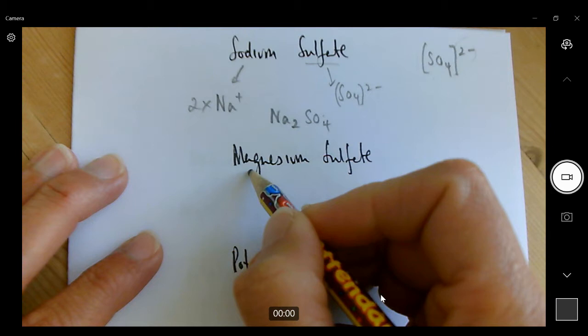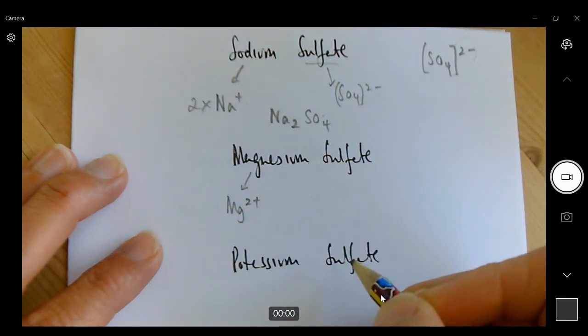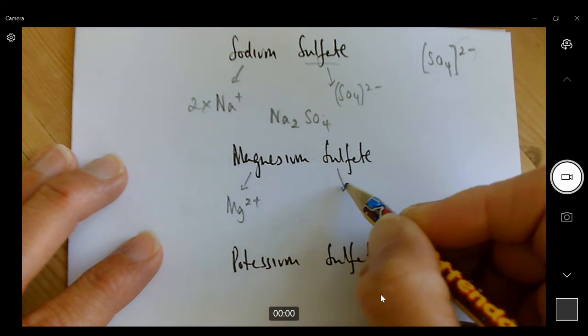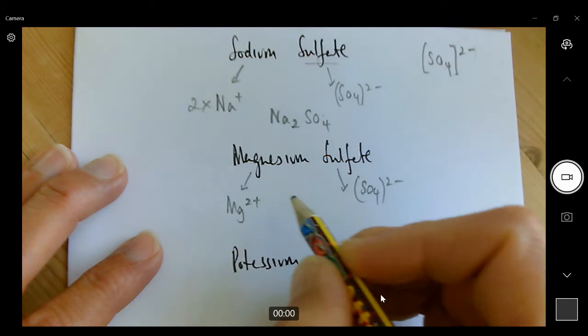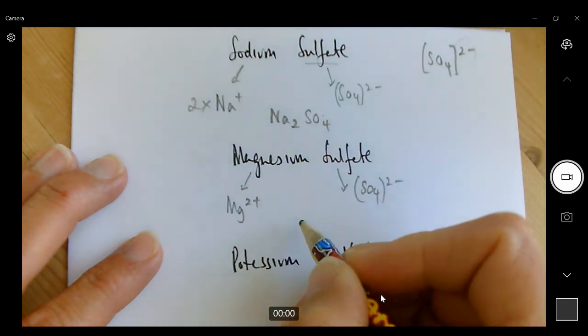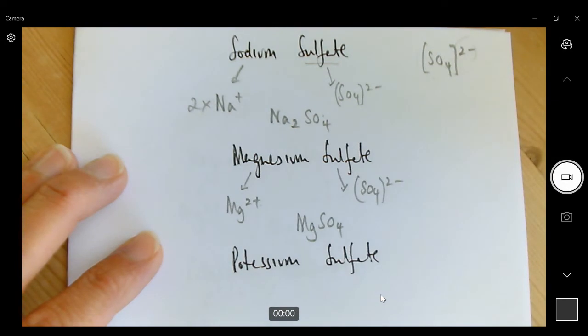Right, magnesium sulfate. Magnesium, group 2, we know it's got a 2+ charge. Sulfate ion, SO4, 2-. The charge is balanced, so I only need 1 of each of these. Magnesium sulfate.